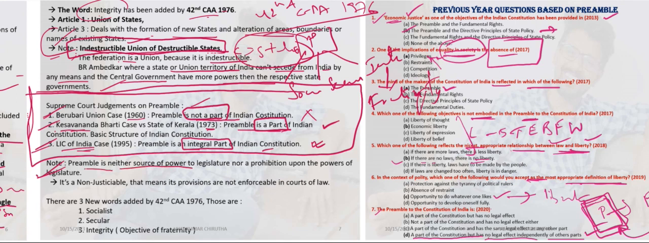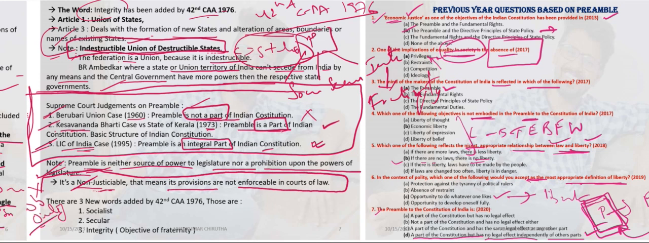The preamble is neither a source of the power to legislate nor a prohibition upon the power of the legislature. It is non-justiciable. The preamble is not absolute, it is only qualified. This means its provisions are not enforceable in a court of law.